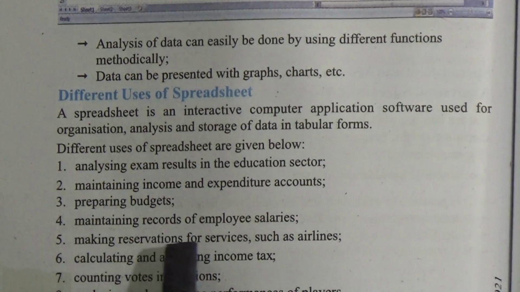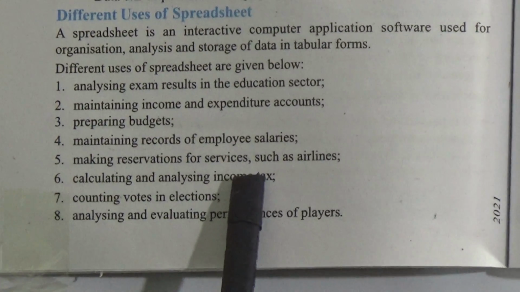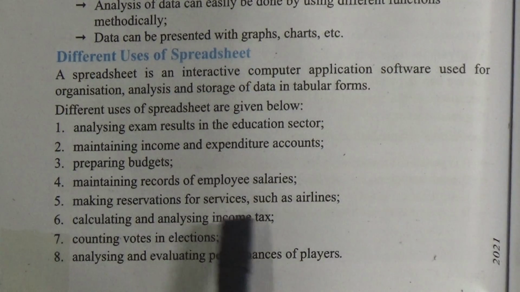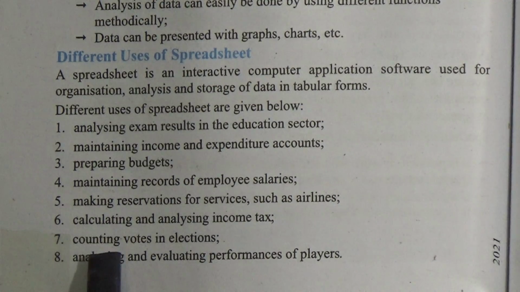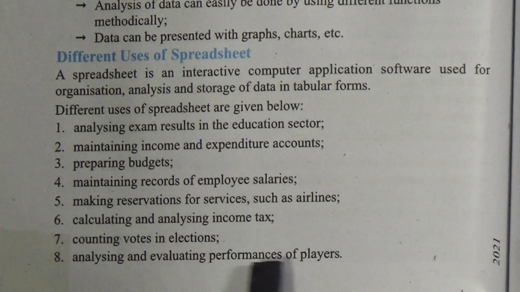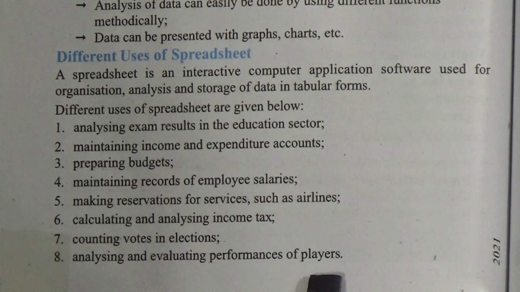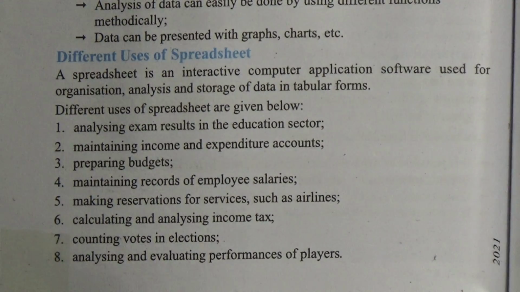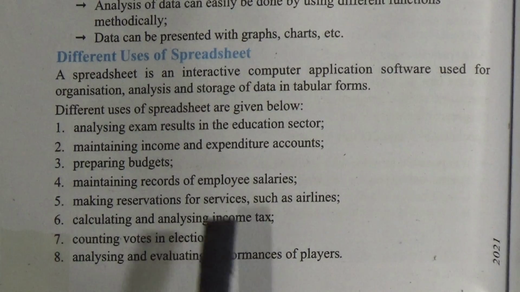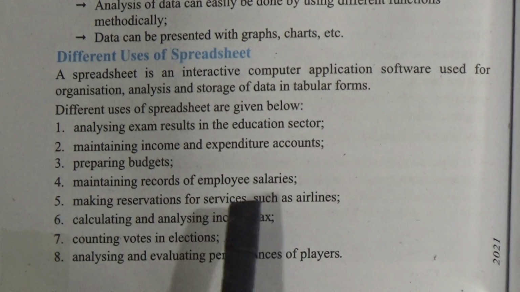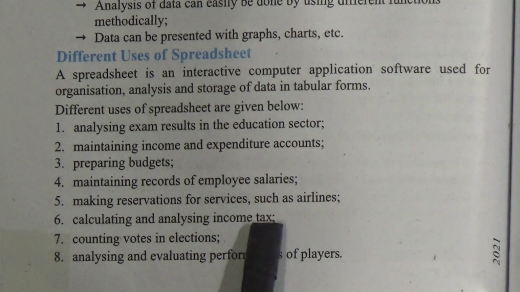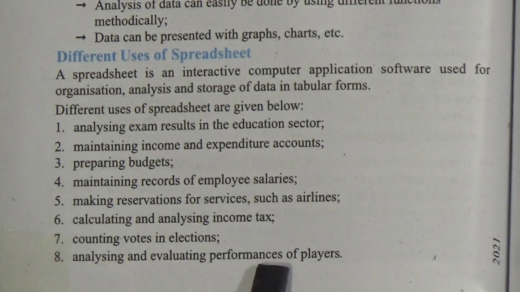Number 5, making reservations for services such as airlines. Number 6, calculating and analyzing income tax. Number 7, counting votes in elections. Number 8, analyzing and evaluating performances of players. So where can we use a spreadsheet? We can use our spreadsheet to count votes in elections. We can prepare budgets too using spreadsheet. We can calculate the salaries of our employees and do other work also.